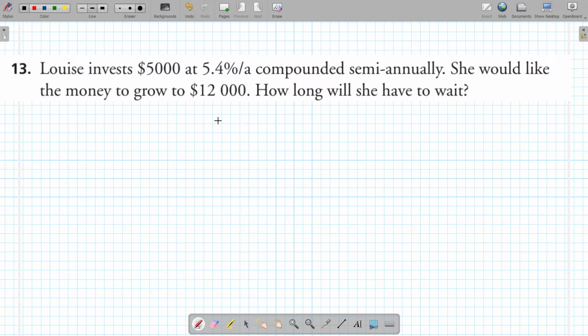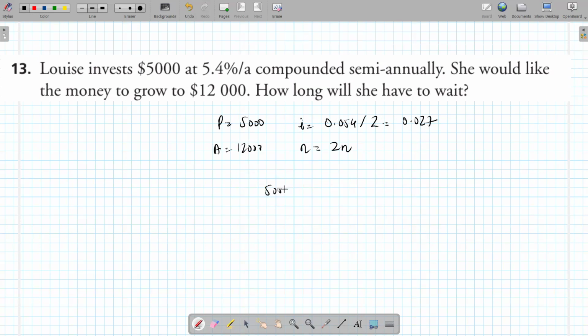Whereas Luis is investing 5,000. So that's your present value or your principal. Interest is 0.054 semi-annually. Divide that by 2. Time, we don't know what it is. Well, we need to multiply that by 2 as well. And we know the amount is 12,000.